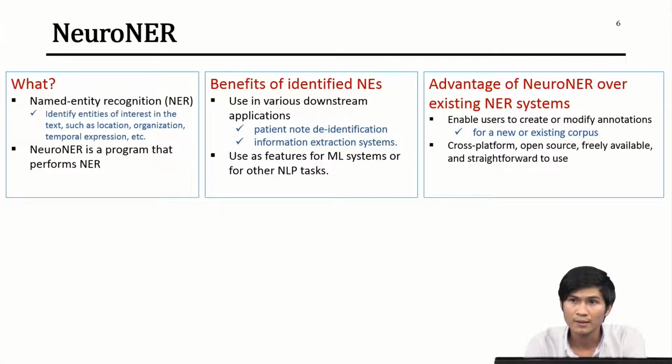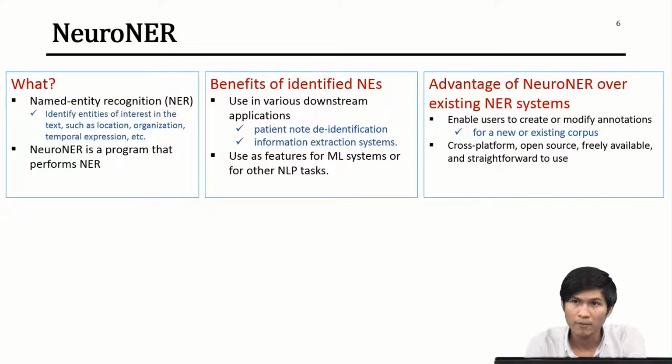From these identified named entities, we can use those features in machine learning systems, or we allow them to perform NLP tasks. And some common applications of identifying named entities can be used in patient note de-identification. For example, we have records of patients. There are many thousands of patients whose information can be stored electronically.